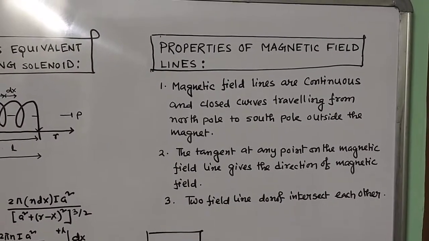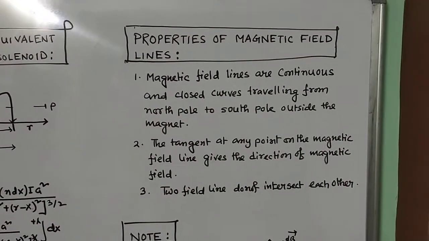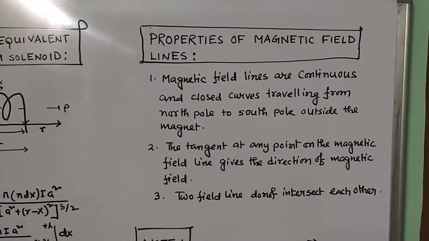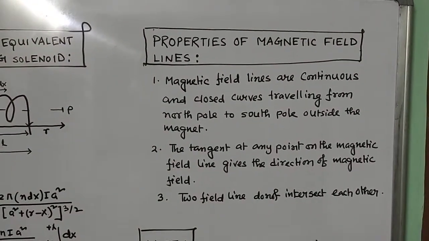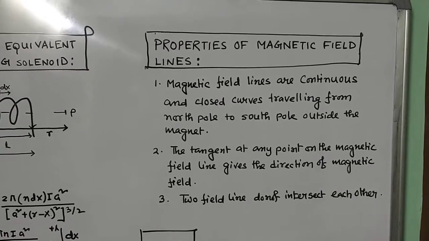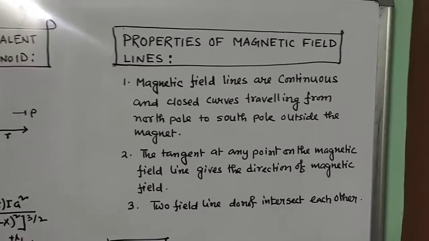Number one is your magnetic field lines are continuous and closed curves traveling from North Pole to South Pole outside the magnet. And inside the bar magnet it is just the opposite. It travels from south to north. So this is a very common property, I think most of you know. And number two, the tangent at any point on the magnetic field line gives the direction of magnetic field.